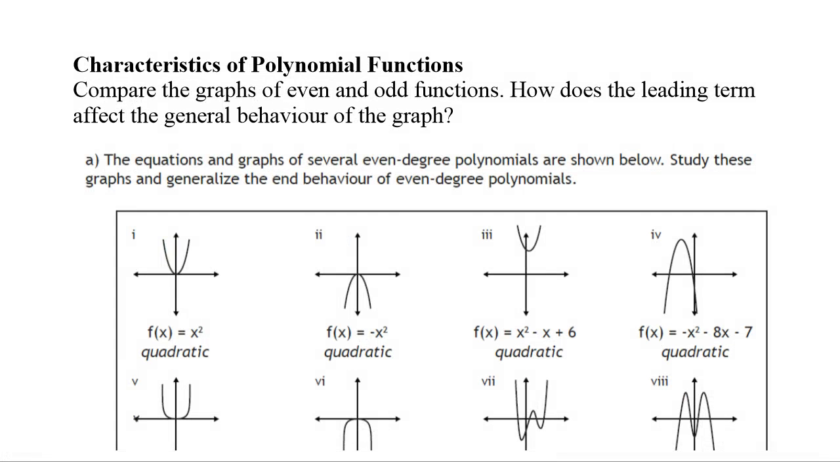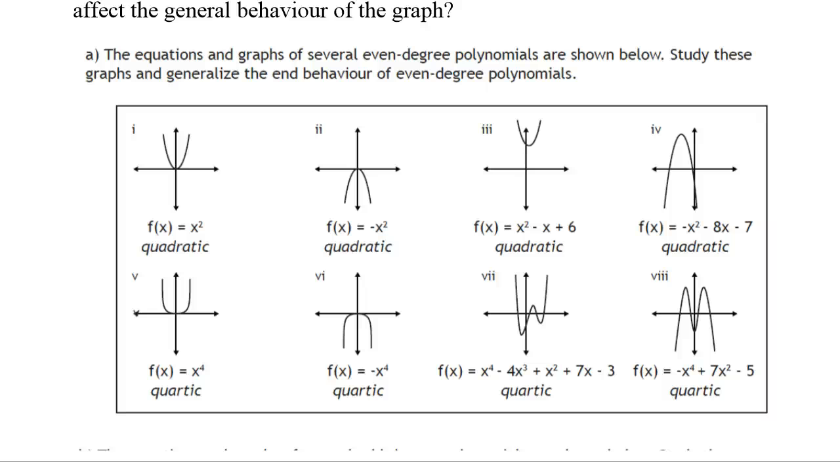Characteristics of polynomial functions. So the first thing that I want to point out to you are the names of the different polynomial functions. So I think we're quite familiar with the term linear and quadratic. So linear is when the degree is 1. And here we've got quadratic. I'll get my highlighter here. So here's quadratic. We've got a bunch of quadratics. So quadratic is when it's of degree 2. So you'll notice that all of these is x squared or minus x squared.